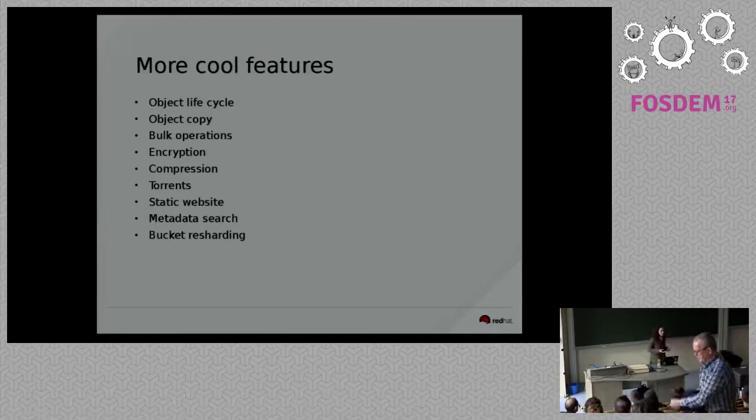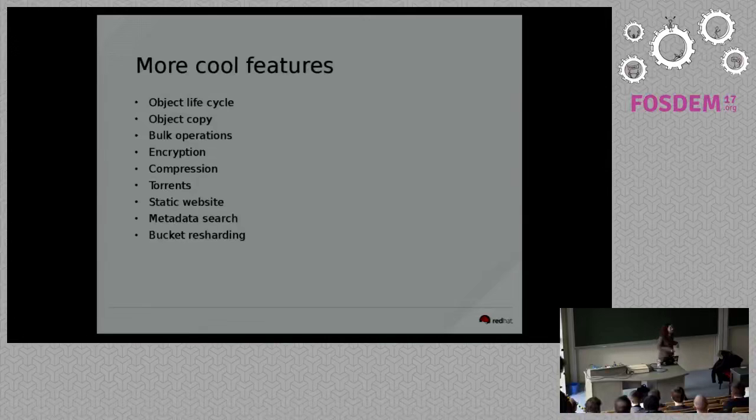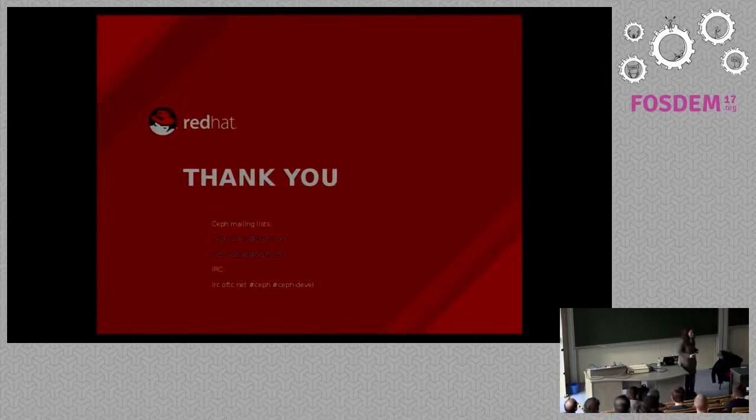We have encryption, thanks to Mirantis, so all objects are encrypted. We have compression, also Mirantis work. We support torrents. We have static website support for anyone who wants to use a static website. We have support that's new in Kraken, it's not yet in the documentation. We have metadata search. You can export metadata to Elasticsearch, and that way the user can search the metadata. And we're working on online bucket resharding. I hope I have time for questions.